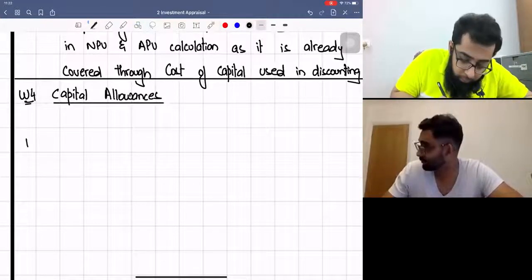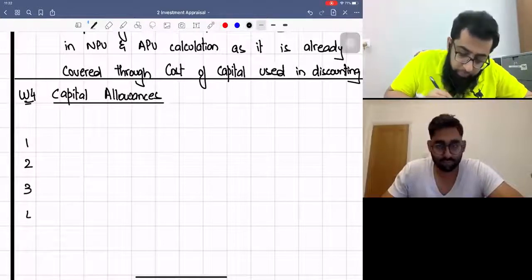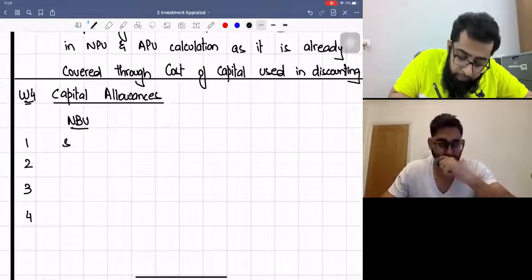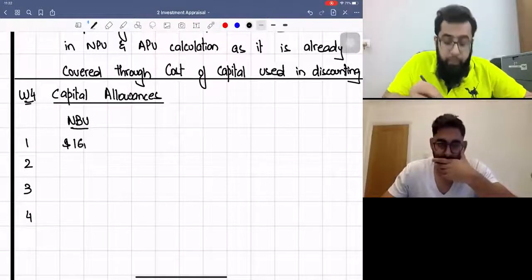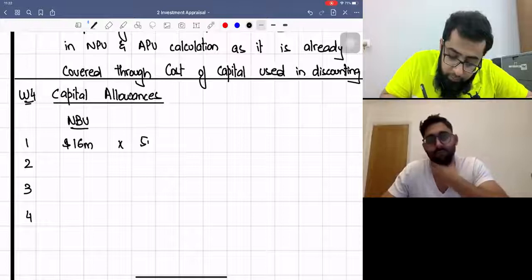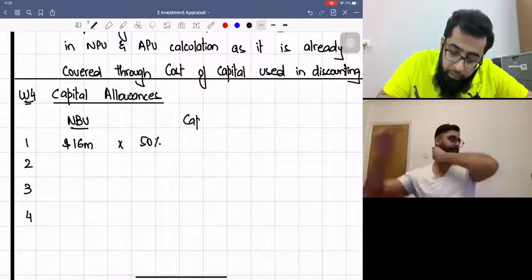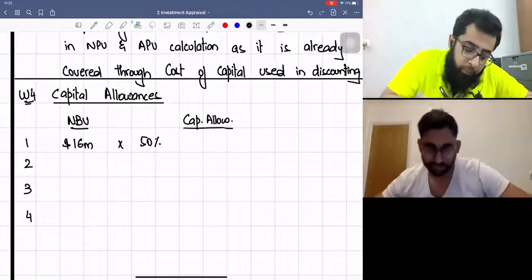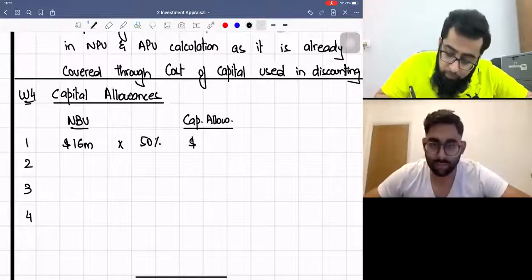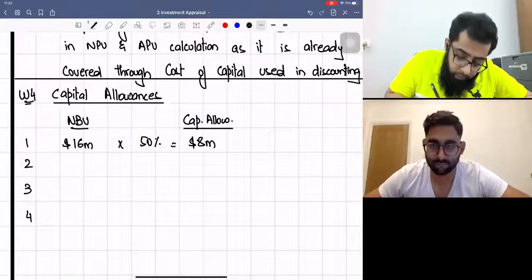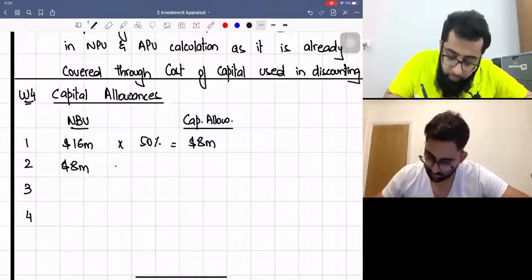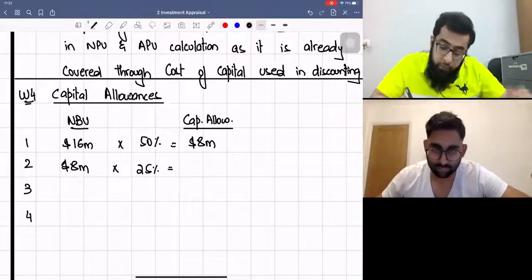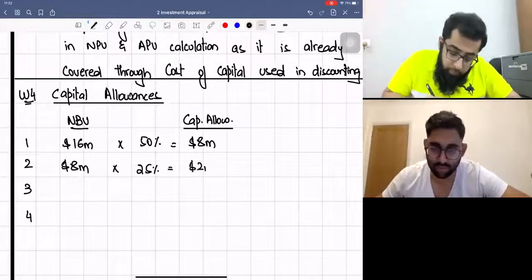Year 1, year 2, year 3, and year 4. Net book value $16 million, 50%. What will be the capital allowance? $8 million. Then we have 8 million remaining. We will take 25%, $2 million. So we have 6 remaining.